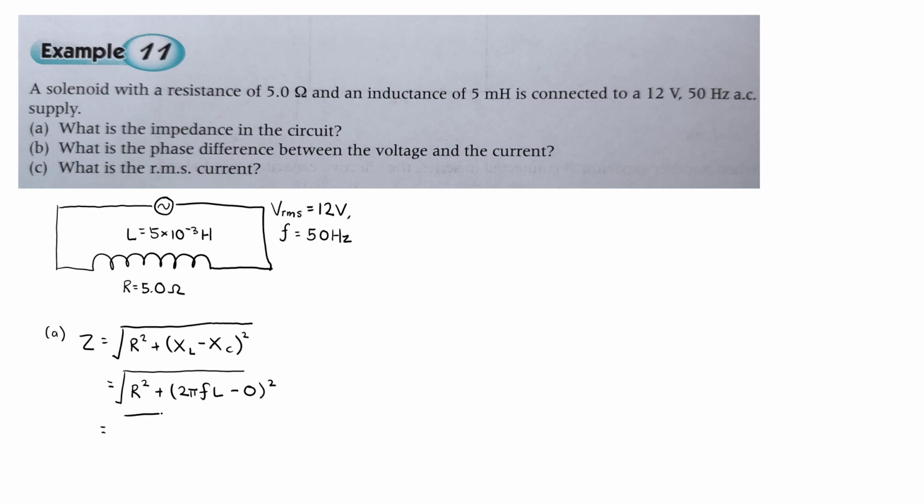So now it's a matter of substitution again. So our resistance is 5.0. Then you square it, then plus, then you have 2 pi times the frequency, which is 50 Hz, just like our normal power supply, and our inductance is 5 times 10 to the power of -3. So close it up, square. If you calculate all these things over here, I believe you should get an impedance of 5.24. Again, the unit is ohm because it's also a ratio of V0 to I0. Okay, so that's the impedance.